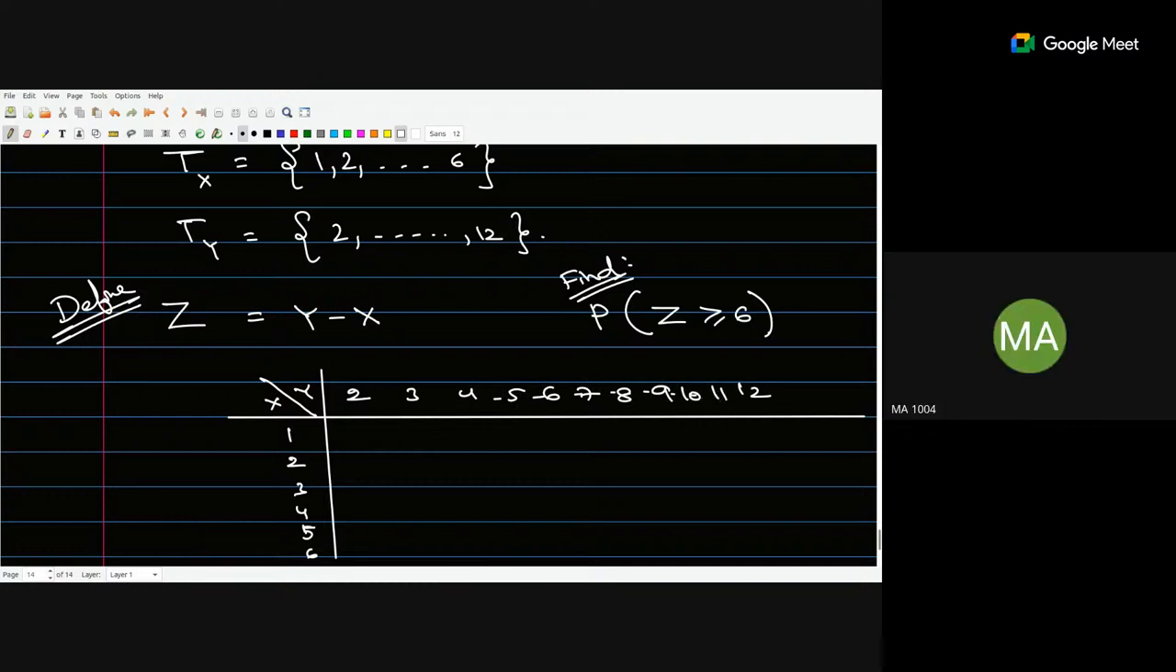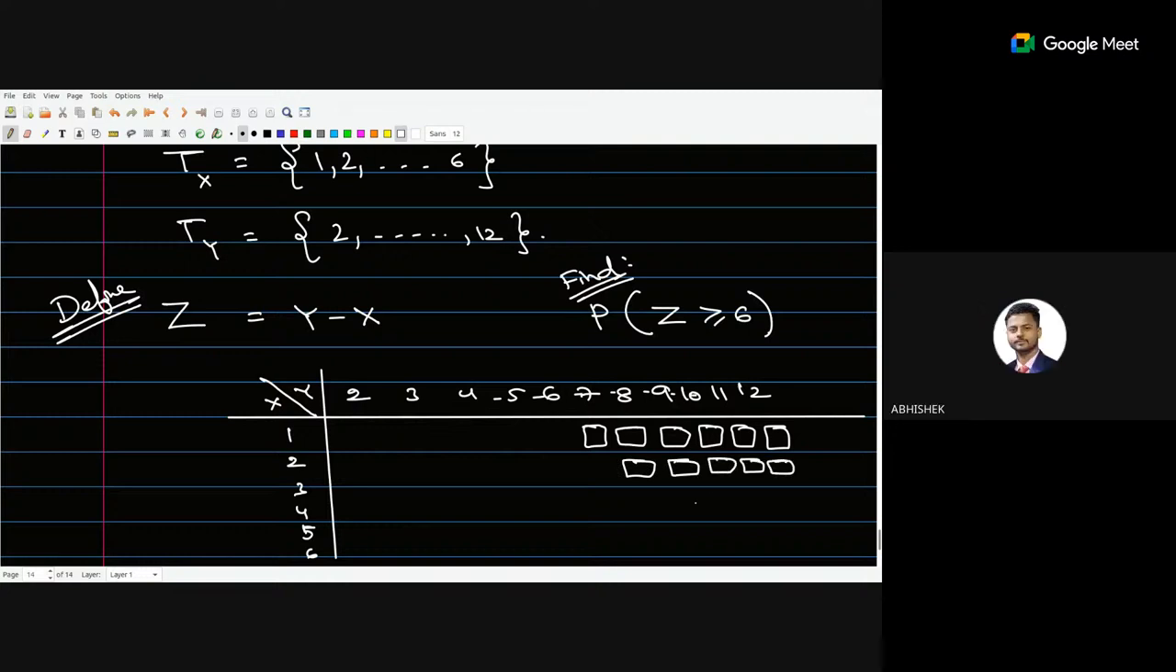So if x is 1, y should be 7, then 7 minus 1 is 6. It can also be 8, because 8 minus 1 is 7, which is greater than or equal to 6. So up to 12. And for x equal to 2, it will start from 8 to 12. Correct.